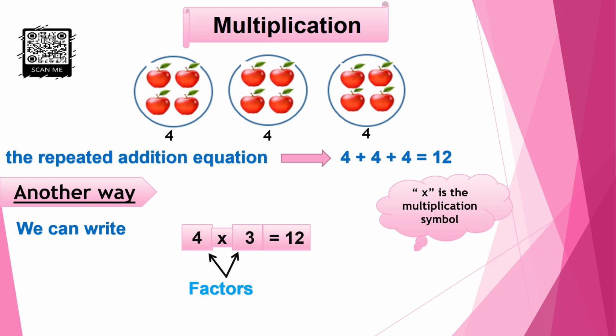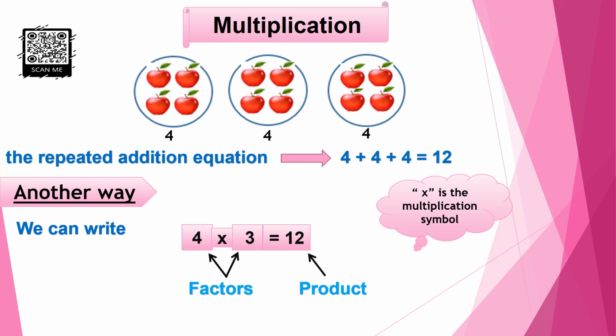These numbers which I multiplied together, here I multiplied 4 by 3. This is why we call it multiplication. Okay? So I multiplied 4 by 3. And when we want to read it, we say 4 times. Don't say by. 4 times 3 equals 12.